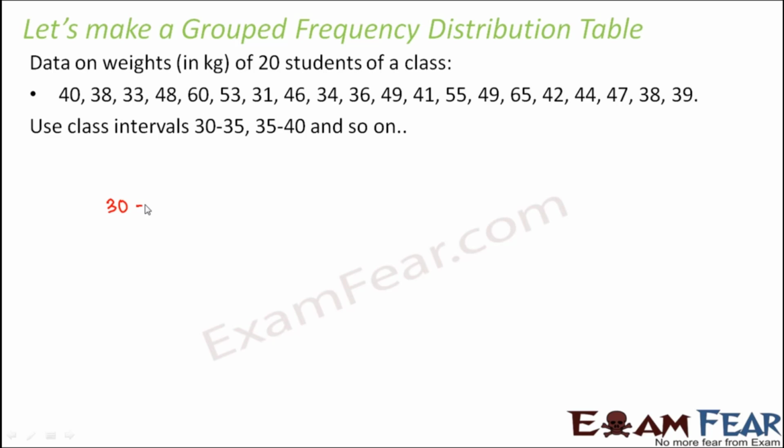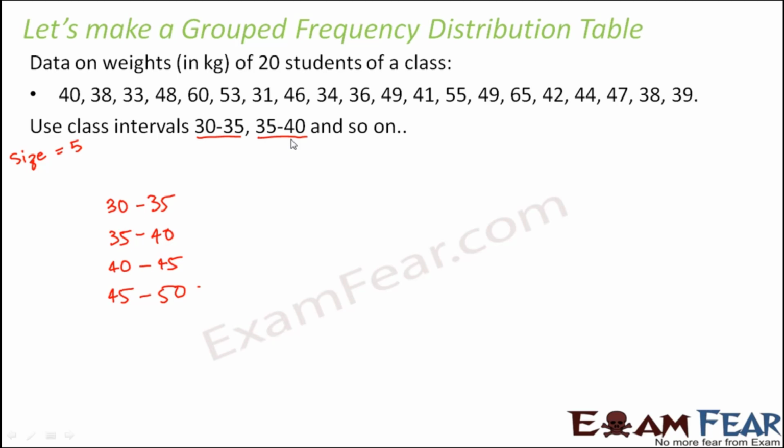The class intervals are something like this: 30 to 35, 35 to 40, 40 to 45, 45 to 50 and so on. Now how am I able to write all the class intervals? That's because two class intervals are given. So basically with this I got to know the size of the class interval. What is the size of the class interval? Size is upper limit minus lower limit, that is 5. So every class interval should have a size of 5.